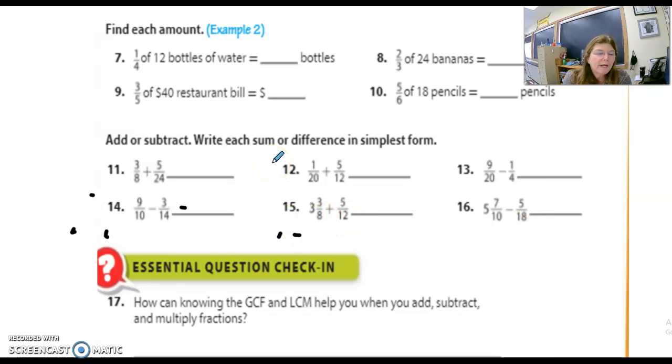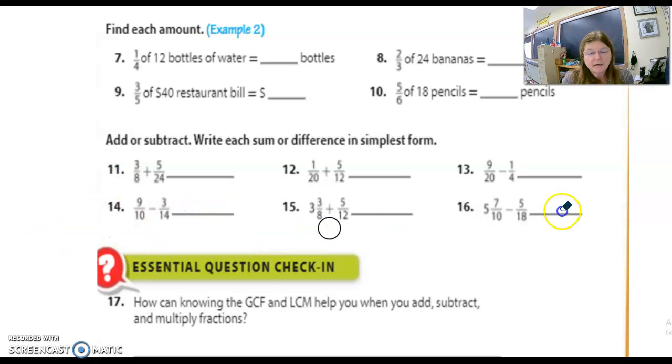Okay, so we are looking at 4.1, adding and subtracting, writing each sum or difference in simplest form. So the first thing, this is an add-on to the other one that I did.